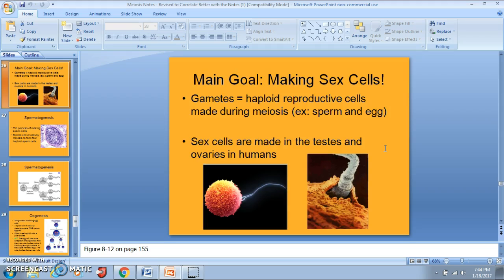Okay. Now our overall goal, as we mentioned before, was to create sex cells. And another term for sex cells is gametes. Gametes are defined as haploid reproductive cells that we make during meiosis, so sperm and eggs. And also, as we mentioned before, sperm are made in the testes in humans, and eggs are made in the ovaries in humans. Okay, and this is just showing an actual picture from an electron microscope, I believe, of a sperm fertilizing an egg, and it actually uses enzymes in the head of the sperm to break through the egg's outer layer.